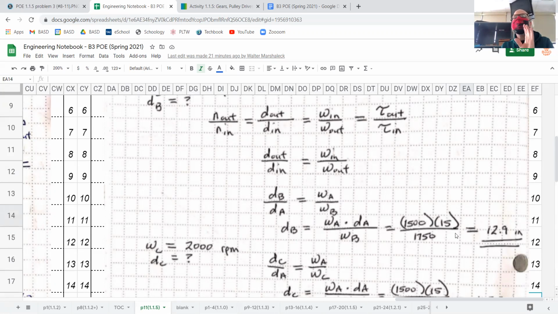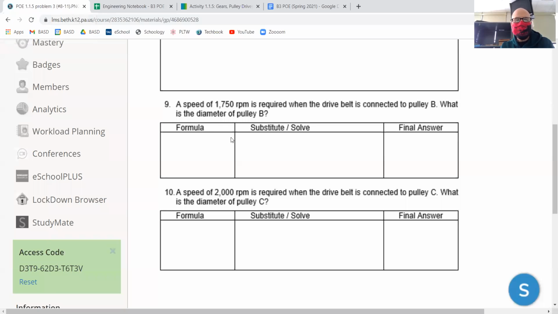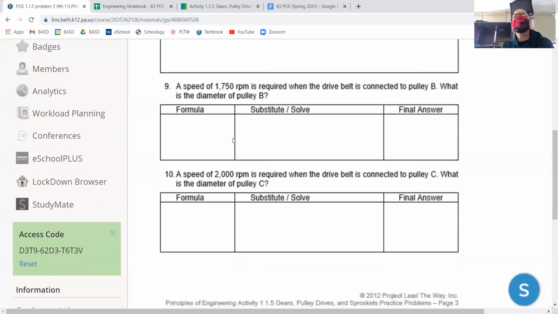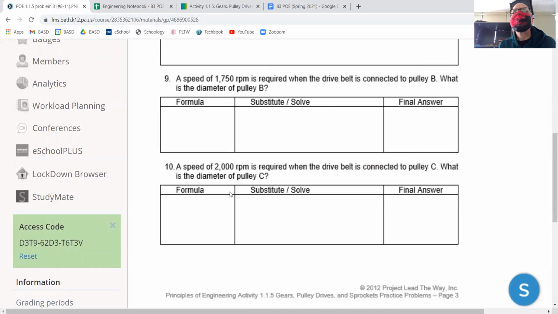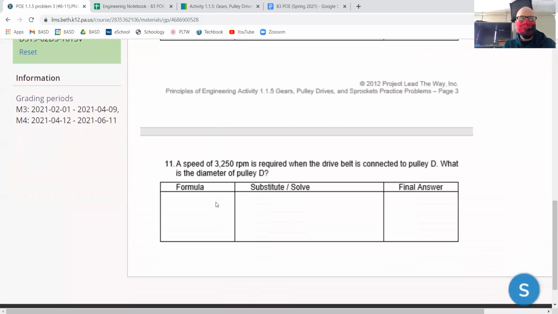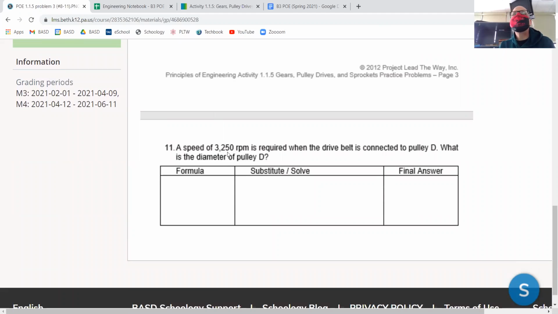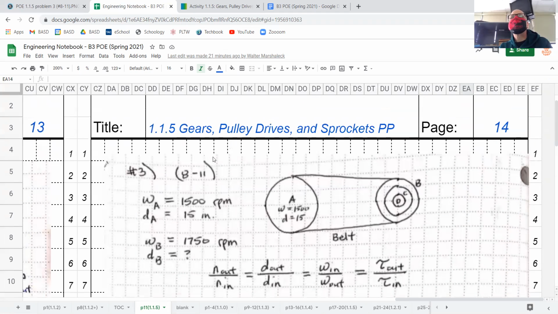Okay. If any of that made sense, the next parts will make sense as well. After the question for pulley B, the next question is for pulley C, which has a different speed, and they're asking for the different diameter. And then the next part is about pulley D, which they give you a different speed, and they're asking for a different diameter. So the process is just going to repeat itself. This belt is just being shifted from the B to the C. So the numbers change. A is still the in. B was the out. Now C is the out. A is still the in, and then D, B, and C were the out, and now D is the out.